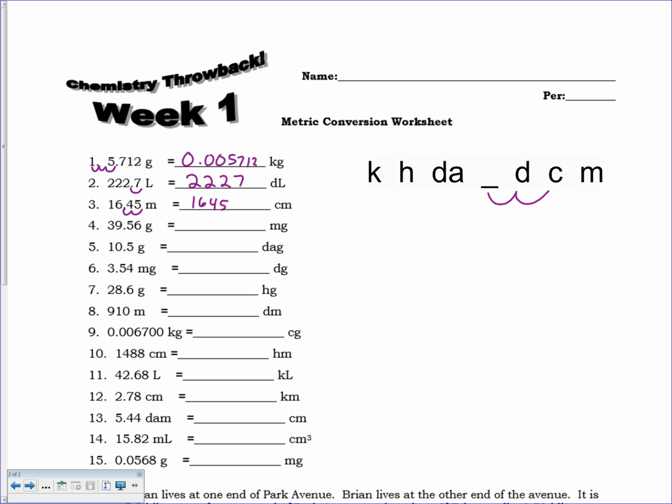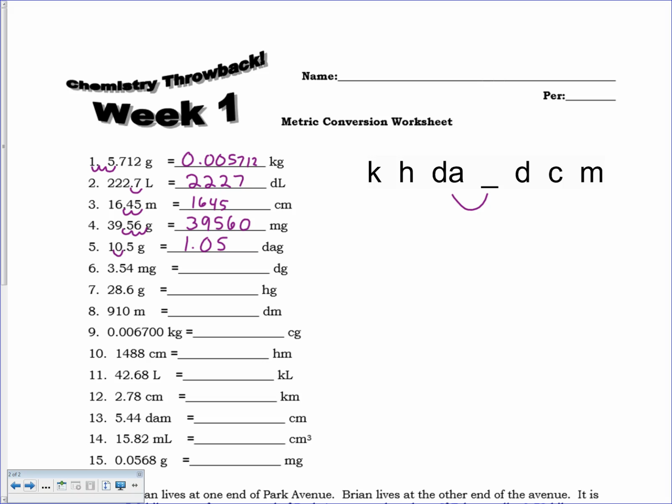Grams to milligrams, going from the base unit grams, 1, 2, 3 spots to the right there, so this ends up being 39,560 milligrams, because this is jumping over 1, 2, 3 spots. Grams to decagrams. All right, starting with the base unit, jumping over 1 to the left. So we'll do the same thing here with the decimal point, 1 left. We get 1.05.